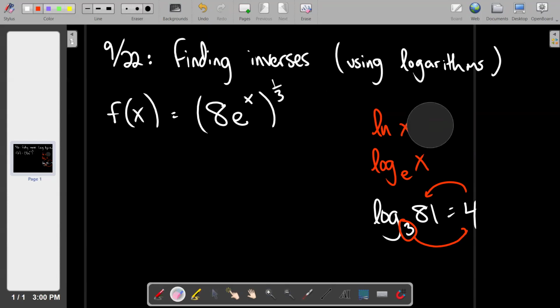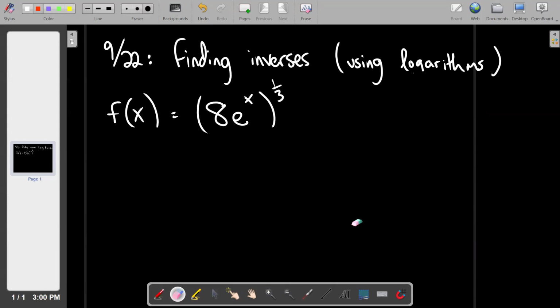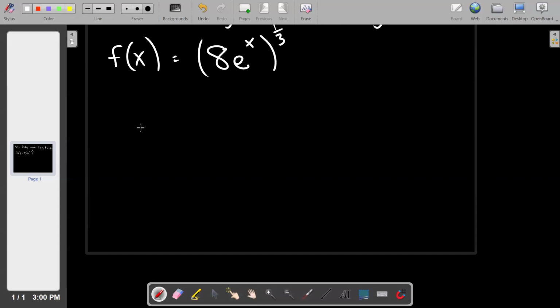Okay. I have no idea how much mud we're going to have to walk through to get to where I want us to go, but let's just dive in. So we're going to find the inverse of this function. And as you know, the first thing we have to do is replace f of x with y and then invert the x and the y. So we're just going to cut right to it. And we're going to just write it as x equals the quantity of 8 e to the power of y, all raised to the power of 1/3.